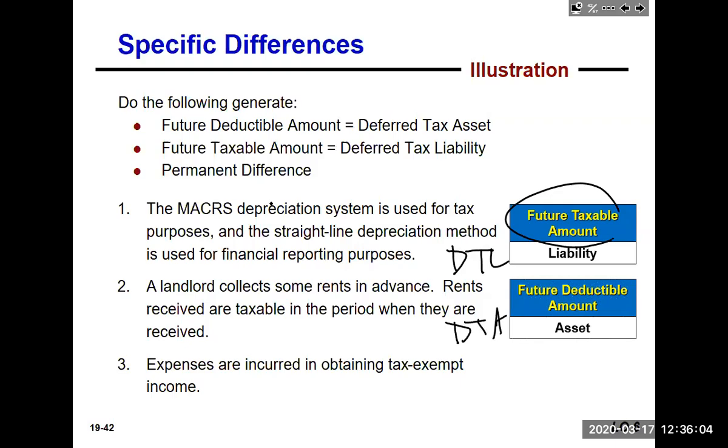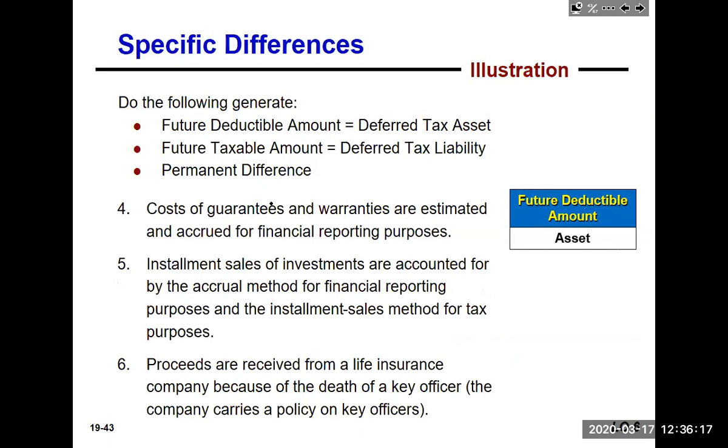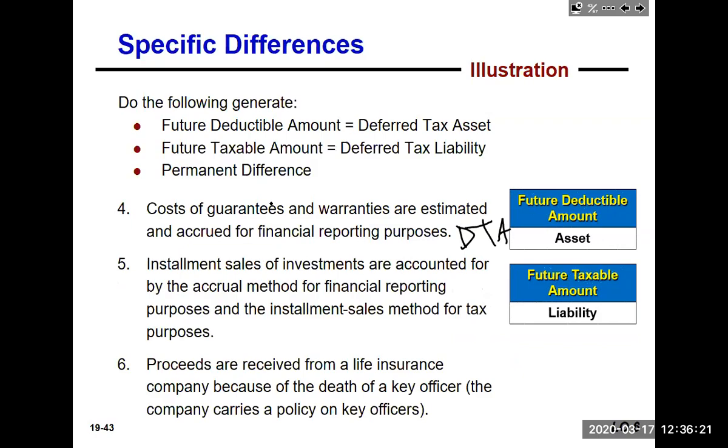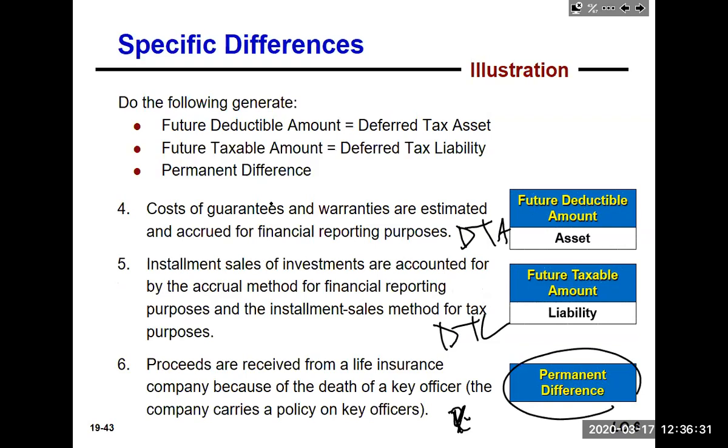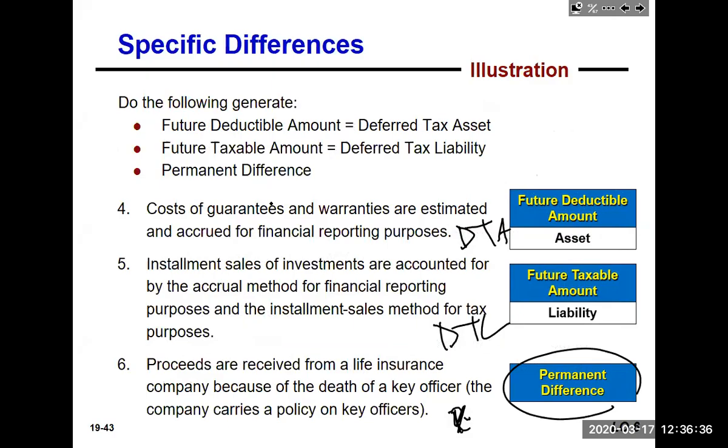Collecting rent in advance, it's taxable because it's cash. Exempt income, so that's permanent, right? No DTL, no DTA. Guarantees and warranties, DTA. Future taxable amount for installment sales, DTL. And life insurance, permanent. Well, we need to write anything, it's permanent. Of course, they have that up here at the top.